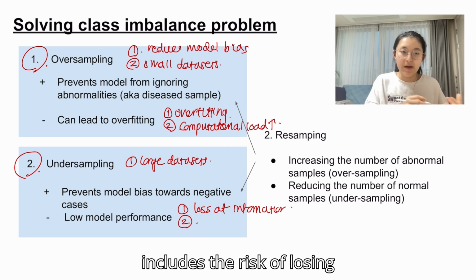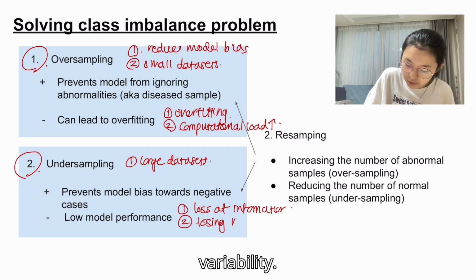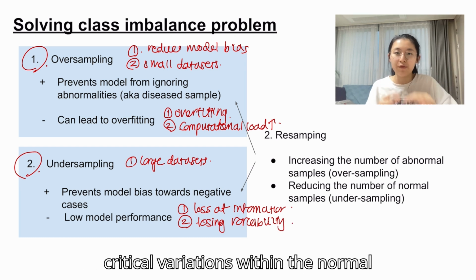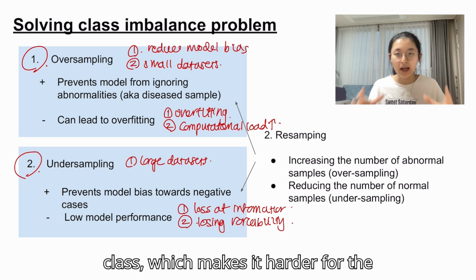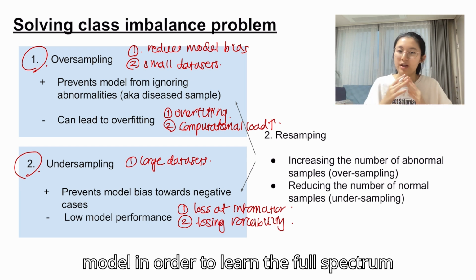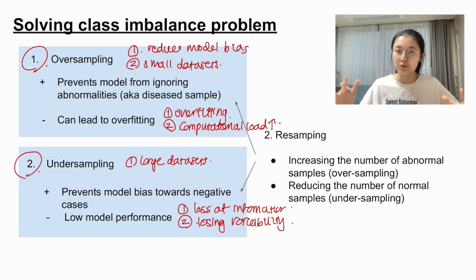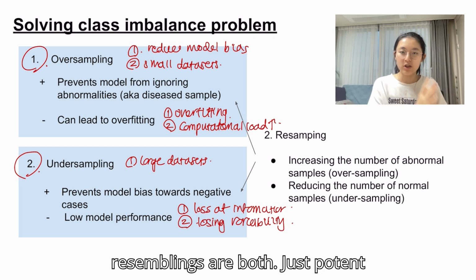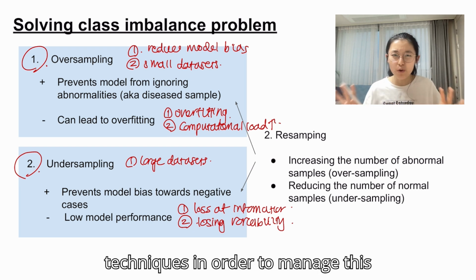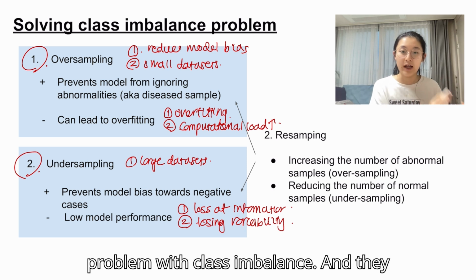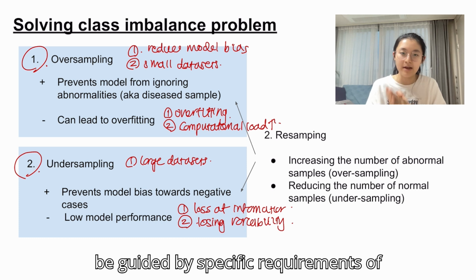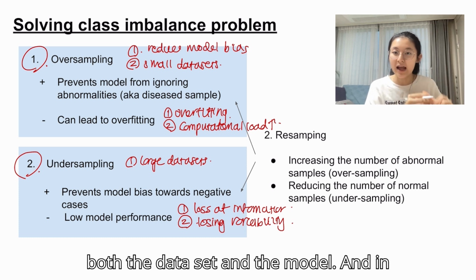Also, another disadvantage is the risk of losing variability. There's a danger that reducing the number of normal cases might remove critical variations within the normal class, which makes it harder for the model to learn the full spectrum of what constitutes a normal result. Now, to wrap everything up, both weighted loss functions and resampling are potent techniques to manage the problem of class imbalance. They both have their own pros and cons, and the choice between them should be guided by the specific requirements of both the data set and the model.